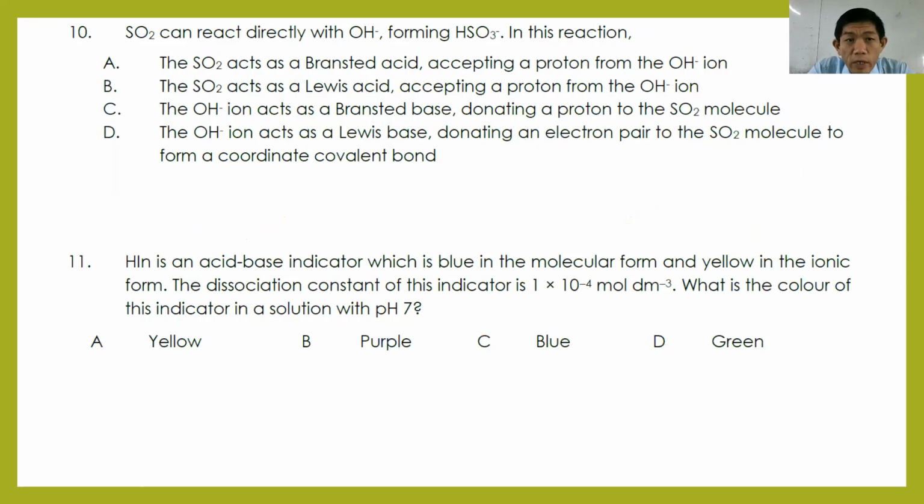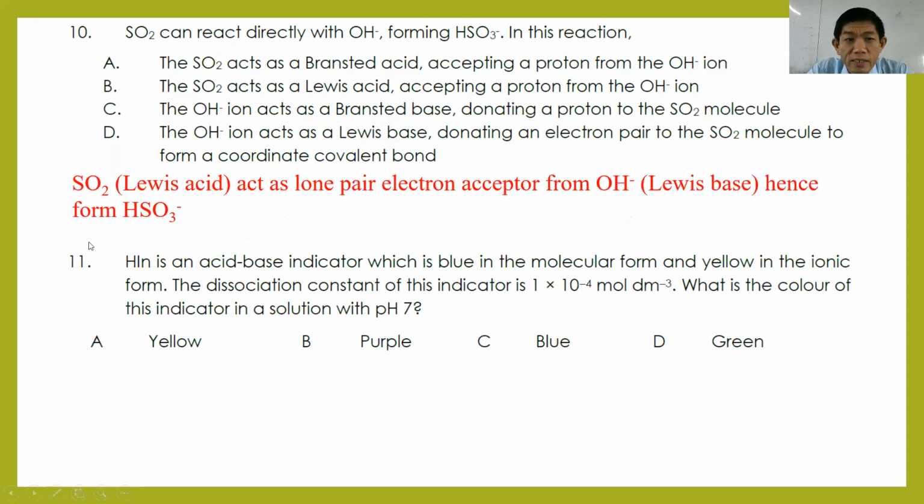Then number 10, SO2 can react directly with OH minus forming HSO3 minus. In this reaction, what is the role of SO2? SO2 acts as the lone pair electron acceptor from the OH minus, hence forms HSO3 minus. OH minus here acts as a Lewis base, donating the electron pair to SO2. So in this case, the SO2 acts as the lone pair electron acceptor. Therefore, it's the Lewis acid.